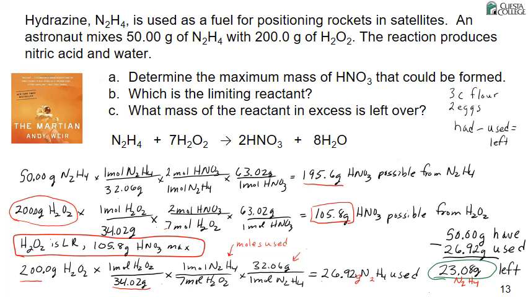Does this number make sense? Well, let's look back at the possible amounts of products that were potentially available for the two reactants. From the H2O2, we could only make about 100 grams of the HNO3. From the hydrazine, N2H4, we could make almost 200 grams of the nitric acid. That's almost twice as much possible from the hydrazine reactant. So it seems like maybe we only used half of it to get to about 100 grams. And sure enough, about half of the hydrazine was used, about 27 grams, leaving about 23 grams left over. So it's kind of nice that number makes sense for us.